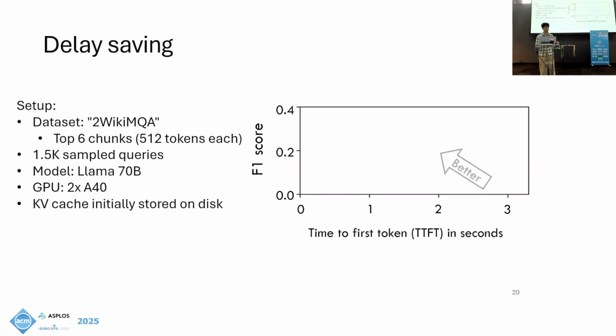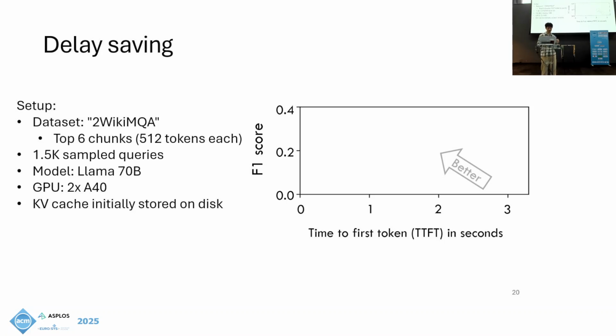Here's the evaluation. We have a very straightforward setup. The dataset is a standard RAG dataset called 2WikiMQA. We retrieve the top 6 chunks with 512 tokens each, and we evaluate on a lot of queries, 1,500. We use 2 A40 GPUs to serve the Llama 7B model, and the KV cache is initially stored on disk.